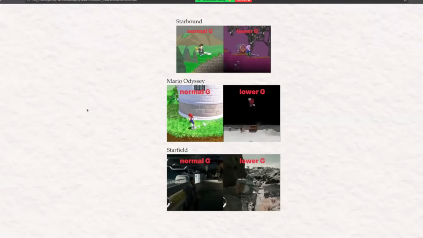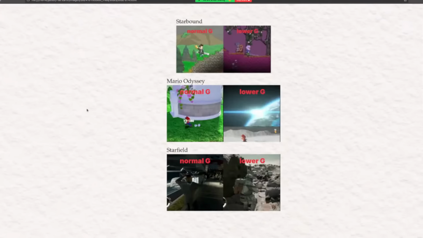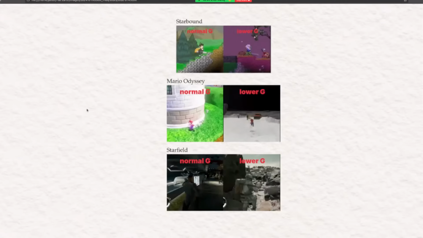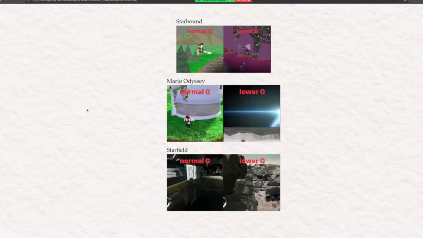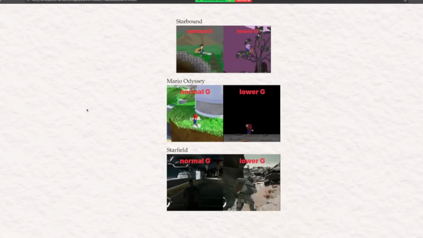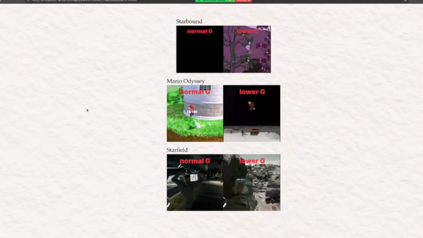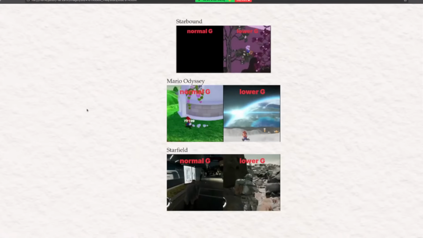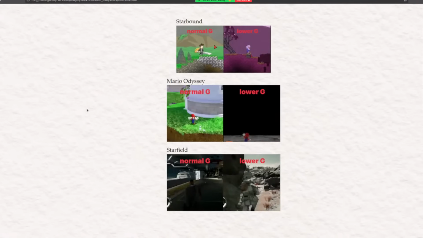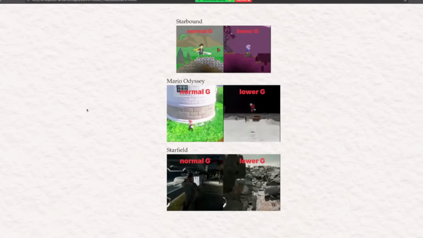I've seen a lot of video games portray environments with exotic gravity, but I've never seen a single one get it right. Not ever. That's either because the game designers don't know better, or they don't want to spend the resources because the audience doesn't know better. Here's a few examples. Can you guys see this? This Starbound from Chucklefish, Mario Odyssey from Nintendo, and Starfield from Bethesda. For each one, I put a clip from normal G on the left and lower G on the right. And all of them are wrong.